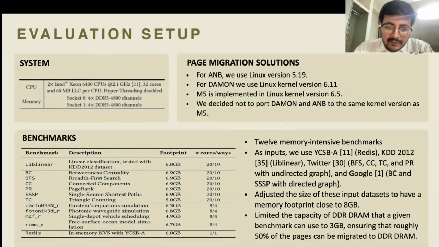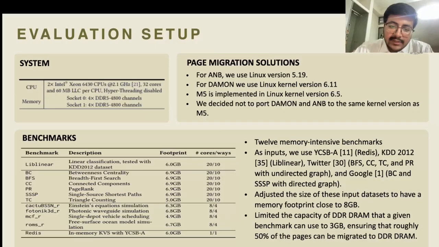To evaluate our design, we use a dual socket Intel Xeon setup with DDR5 memory. We compare three page migration solutions: ANB, Daemon, and our proposed M5. ANB and Daemon run on different Linux kernel versions, while M5 is built on a newer kernel. We intentionally did not port the older solutions to the latest kernel to maintain fairness and stability during evaluation.